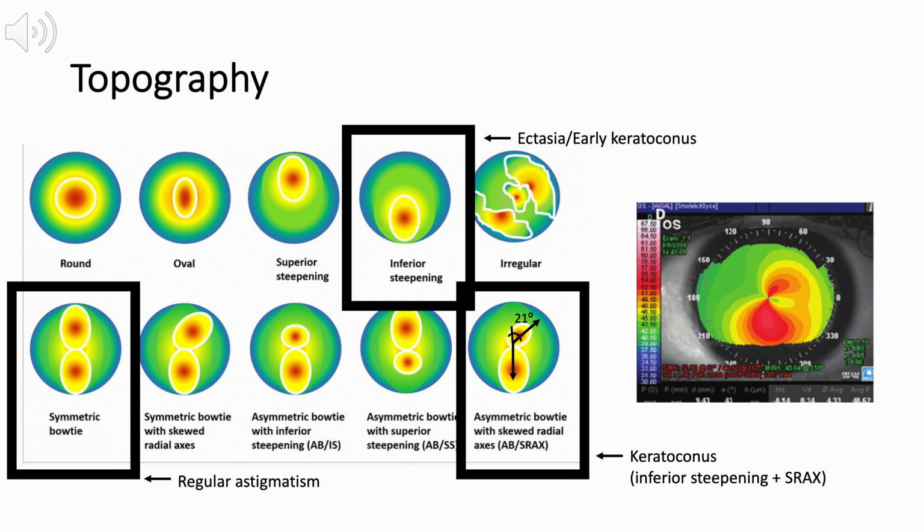When we evaluate corneal topography, we can identify different patterns that help us distinguish between normal corneas, regular astigmatism, and keratoconus. Starting on the bottom left, we see a symmetric bow-tie pattern, which represents regular astigmatism.